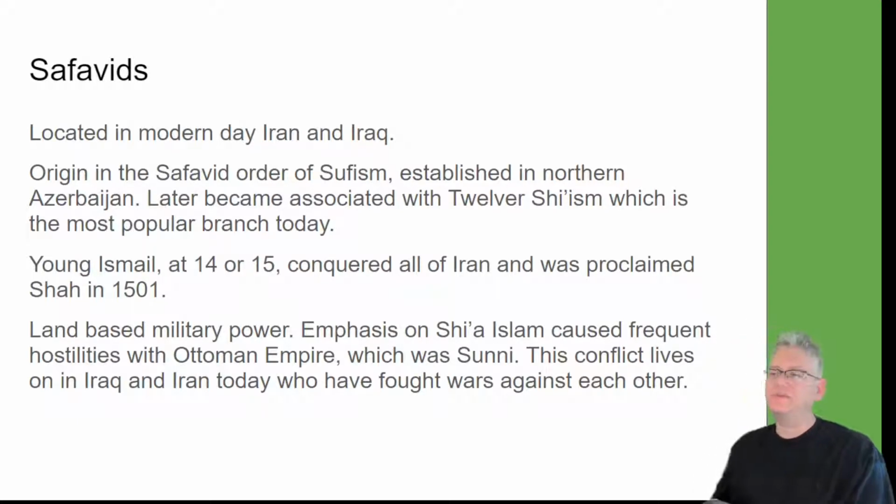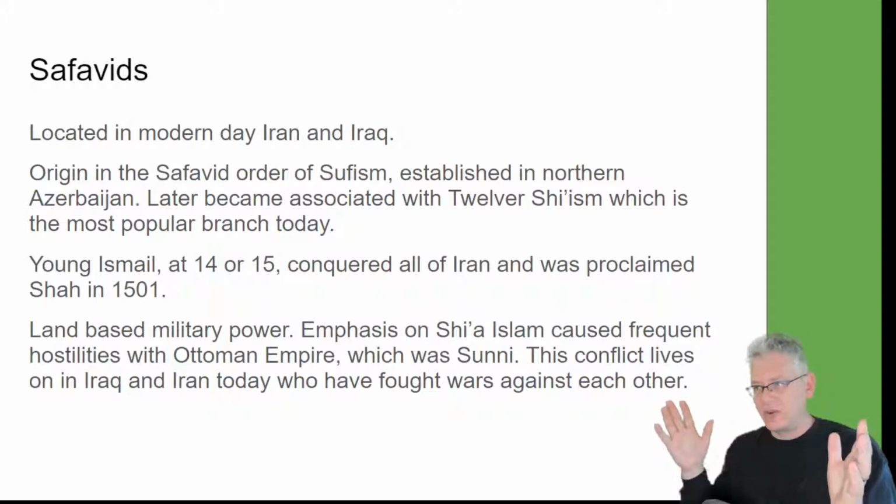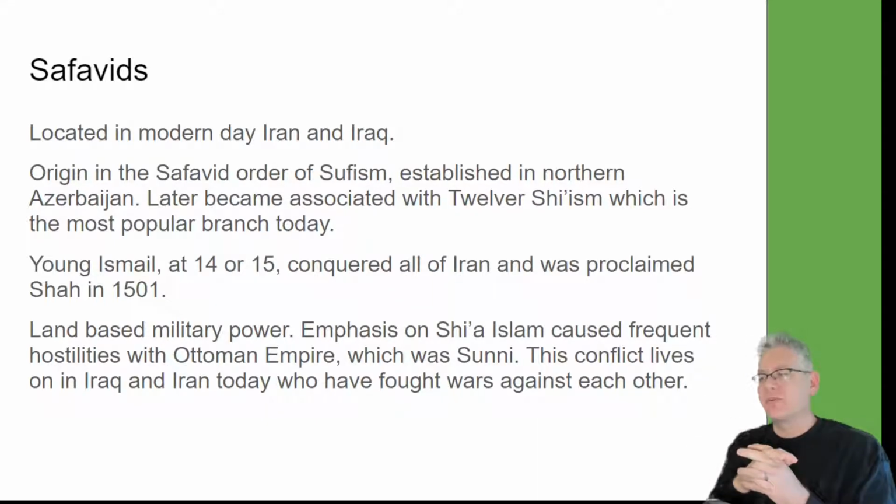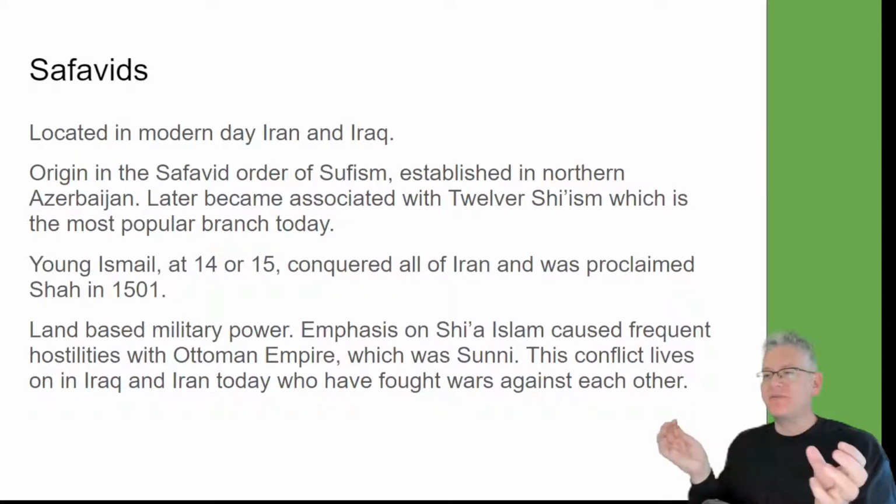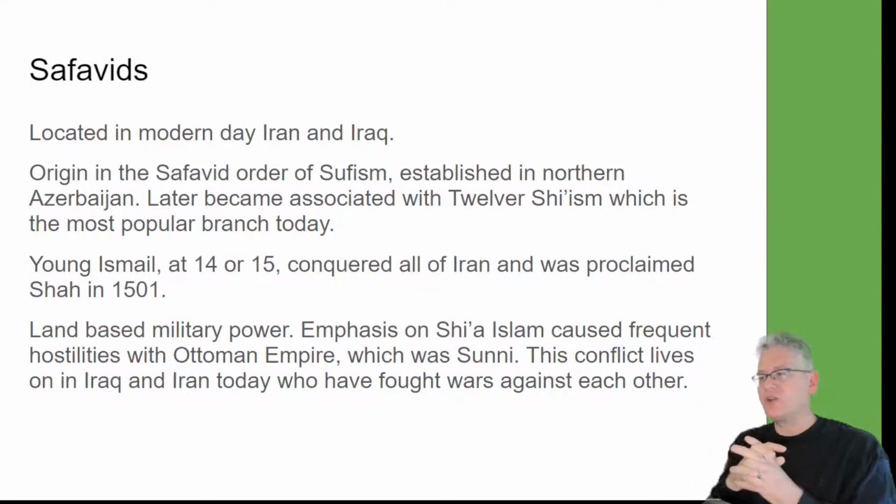He was only 15. Land-based military power, emphasis on Shia Islam, caused frequent hostilities with the Ottoman Empire, which was Sunni. Okay, so these two sides, like we oftentimes in the West tend to think of Islam as being one unified thing, that they all agree with each other, but that could not be farther from the case. In this way, the two of them fought each other nearly constantly, Sunnis versus Shia, trying to decide who's going to be in charge.